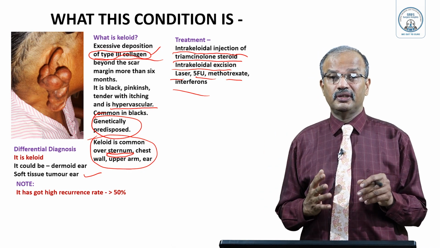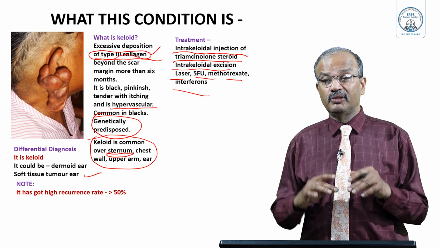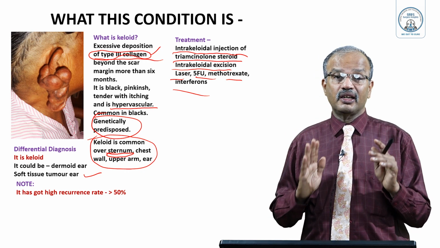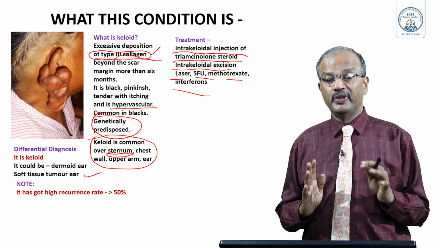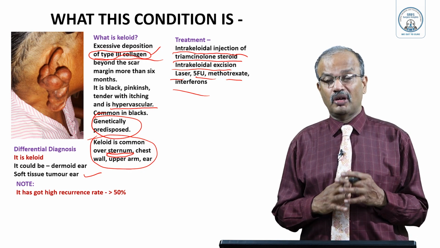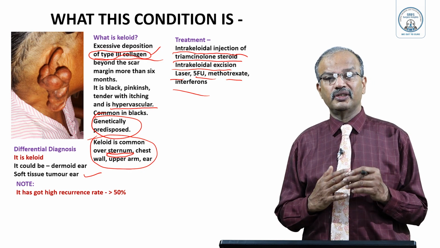The only important thing is you have to tell the patient that recurrence is very high. Even if you excise it, it looks good for a while, but it recurs, because they are genetically predisposed and the skin is not normal. You have to tell them that very clearly, otherwise they will unnecessarily cause problems. Many treatment methods are available, but finally recurrence is very high.